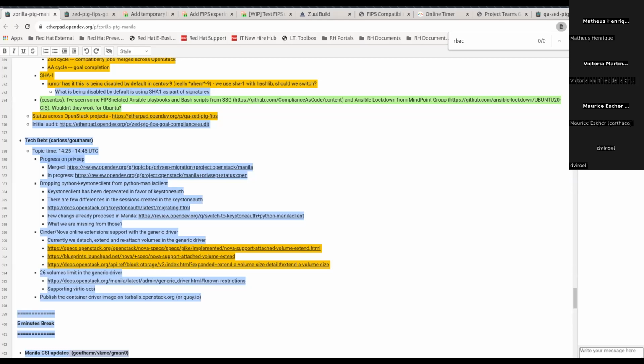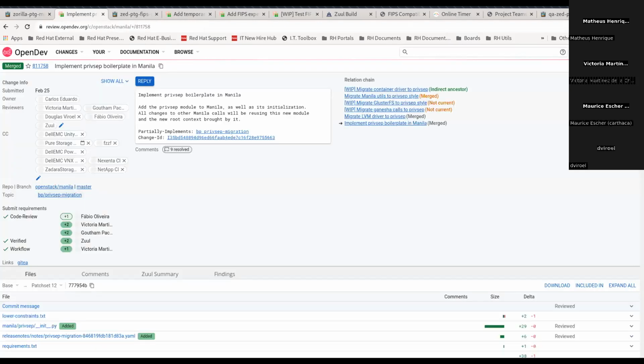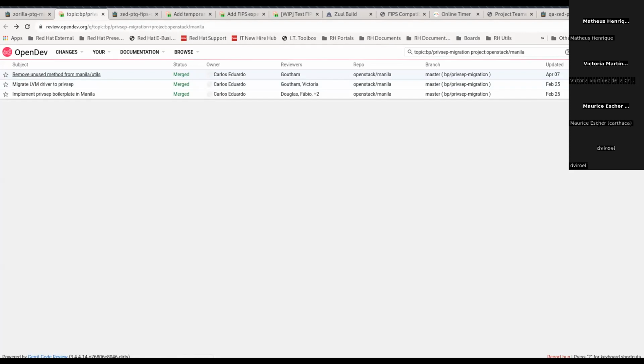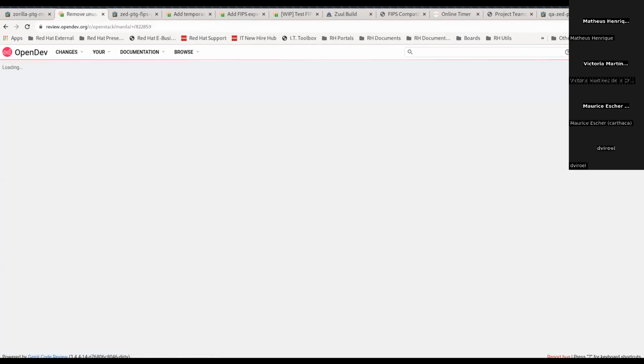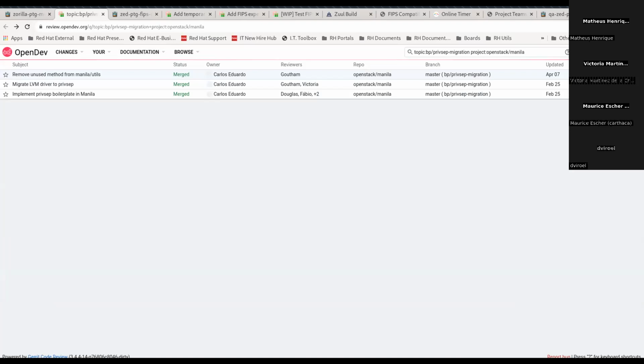I don't want to extend too much on this, but there were a few changes merged over the past cycle. The one that kickstarts everything is the boilerplate, which adds the structure for privsep in Manila, and then we had the LVM driver migrated from rootwrap to privsep too. Yesterday another change was merged, removing a function that used rootwrap, after we realized the function wasn't being used yet, so no need to keep it.